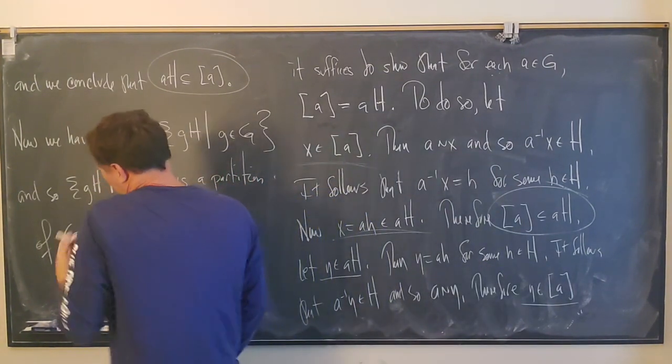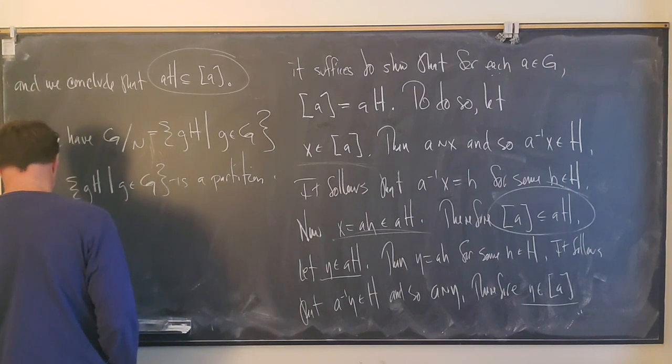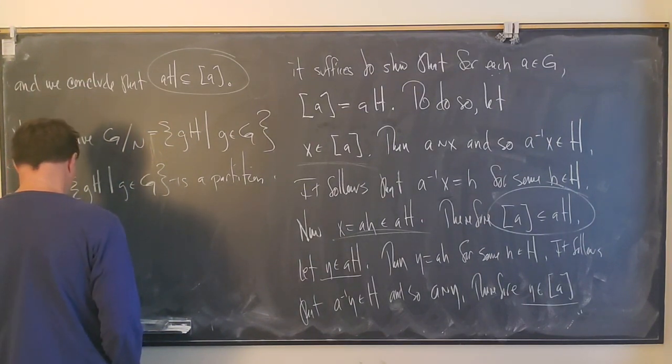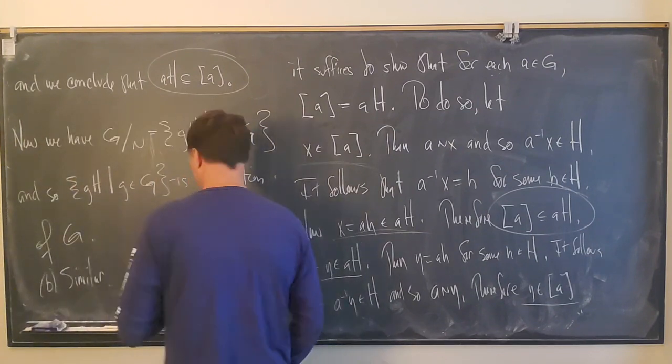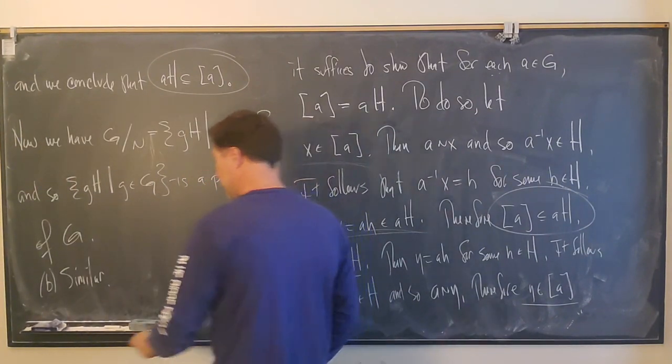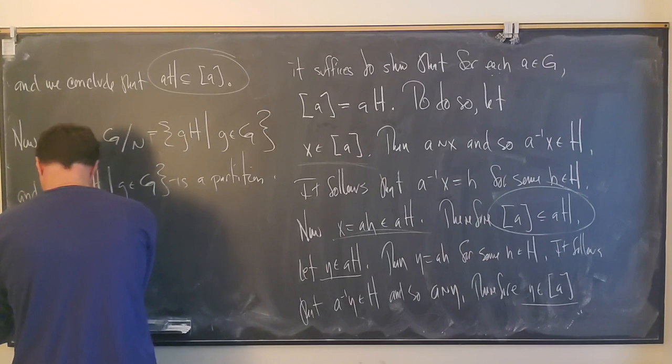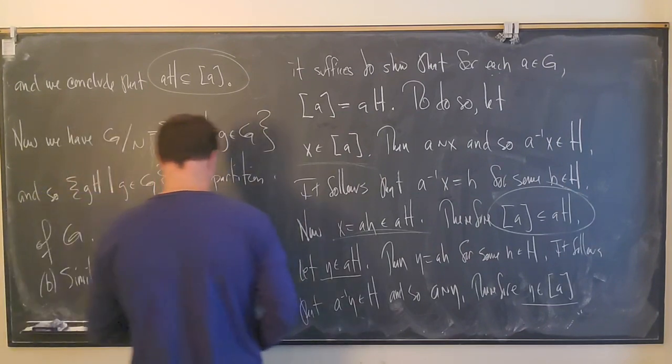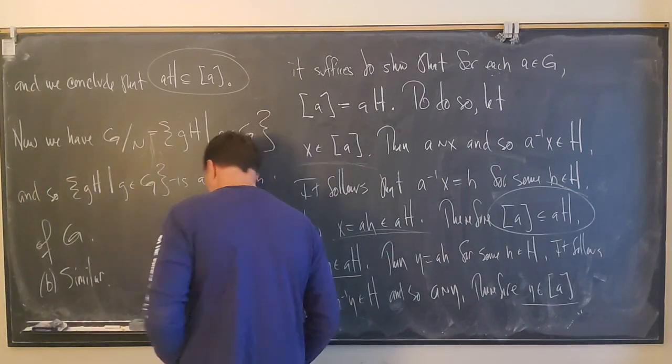The proof of B is basically the same, so the proof of B is similar. It's worth you going through and figuring out what the appropriate equivalence relation is in the case that you're dealing with right cosets instead of left cosets. Okay, so that completes the proof.